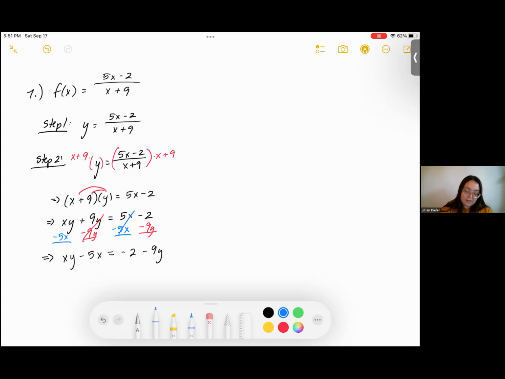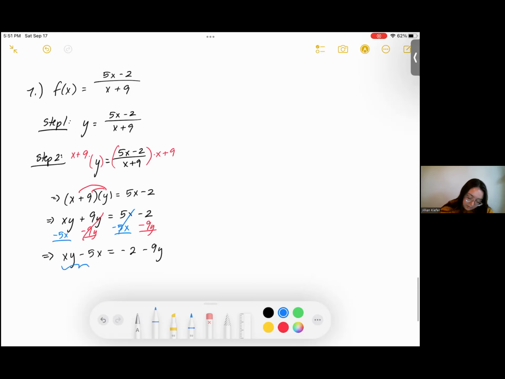So what happened here is that we ended up with x terms set equal to non-x terms. This is what's telling us that we're doing it right. If we have x terms equals non-x terms, I'm going to carry this step up here.